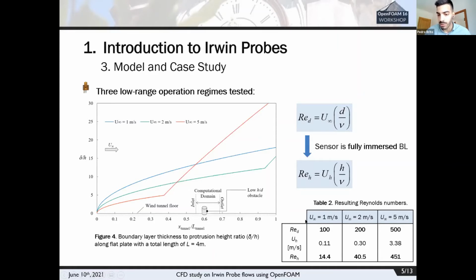Since the dynamics for these two cases, 1 and 2 meters per second, are very similar, we will only analyze the latter two.